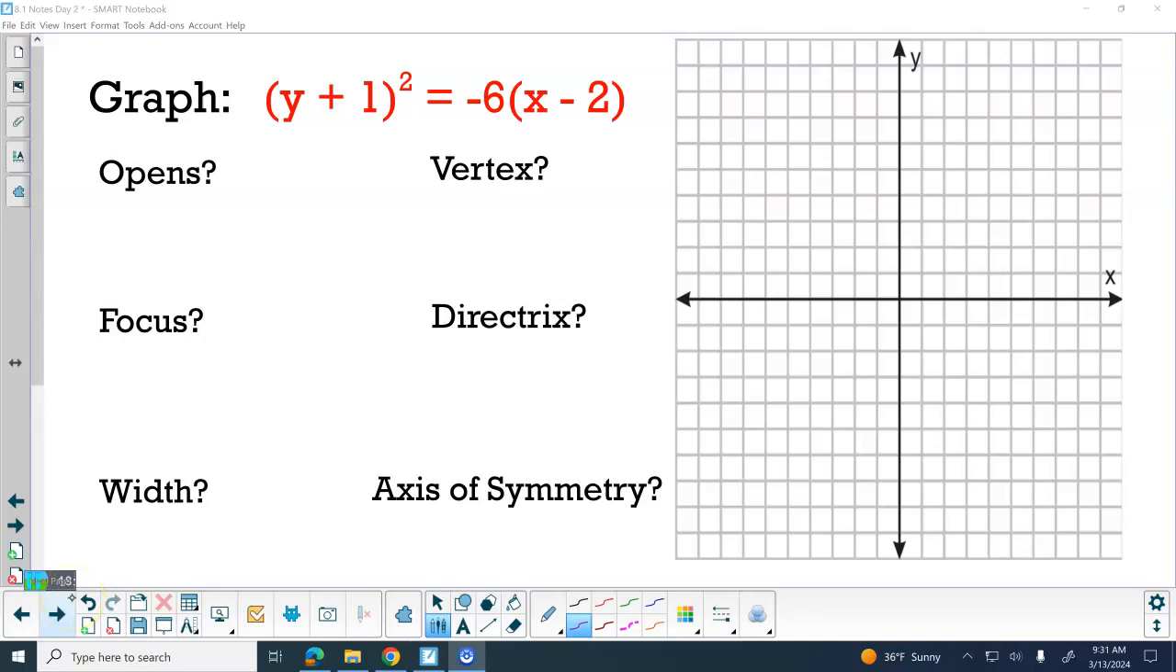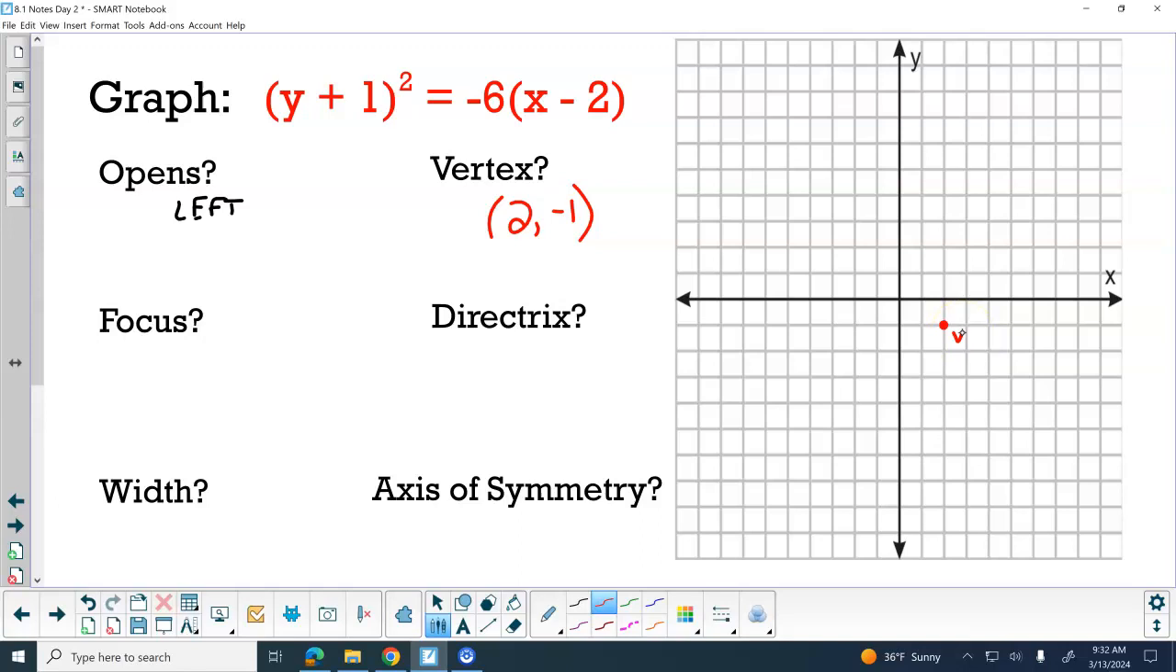Which way is it opening? To the left, because y is squared and it's a negative coefficient. So this one is going to open to the left. Okay? Where is the vertex? What do you got, Lincoln? 2, comma, -1? Yep. Because remember, the x's go with h and the y's go with the k. So sometimes it's got to be in reverse. So 2, comma, -1 would be right there. There would be my vertex right there. Okay.